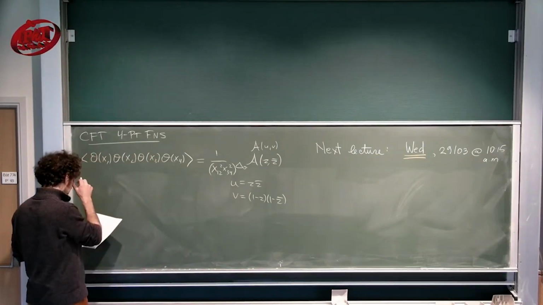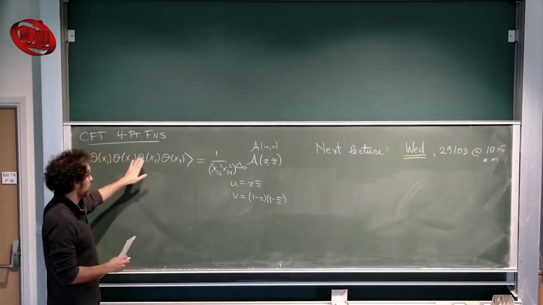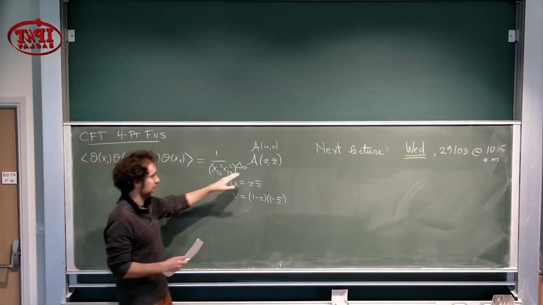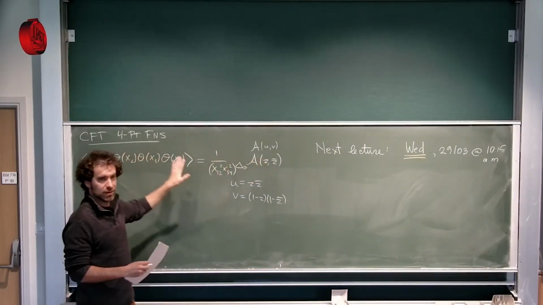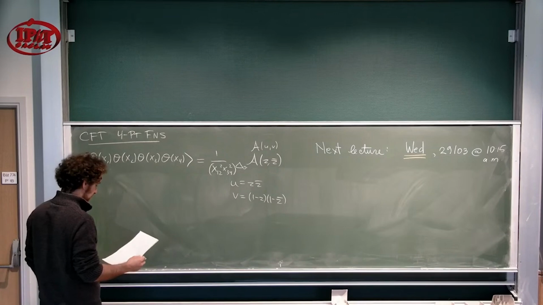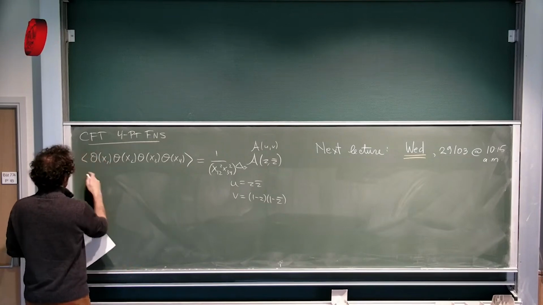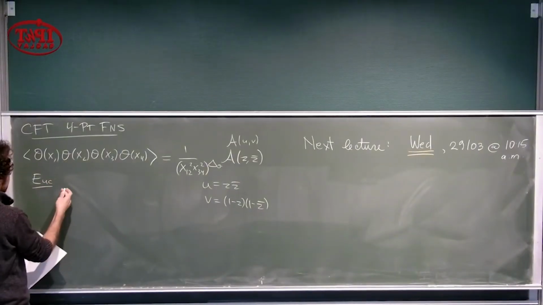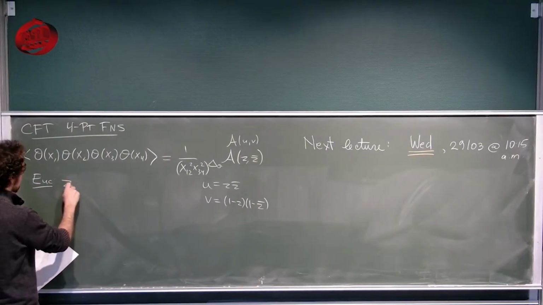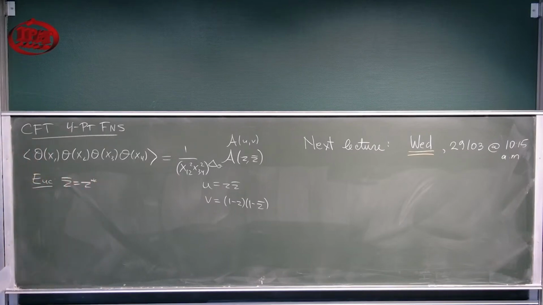So what this means is that you can use conformal symmetry to fix three of the points, and then the fourth you can think of as being parameterized by these coordinates z and z bar in the complex z plane. So in the simple setting, on the so-called Euclidean section, z bar is just the complex conjugate of z.